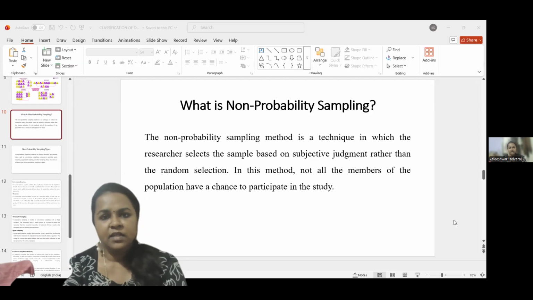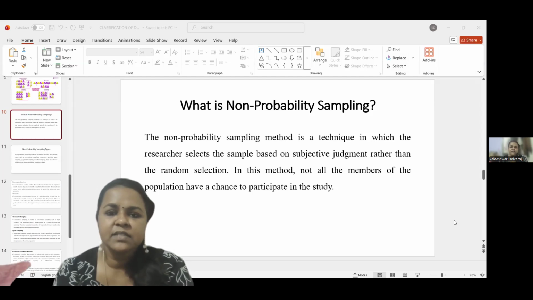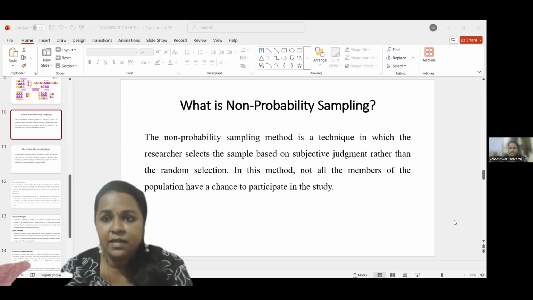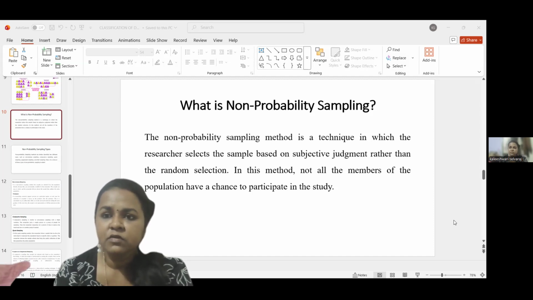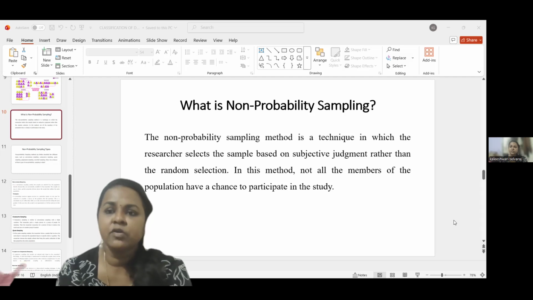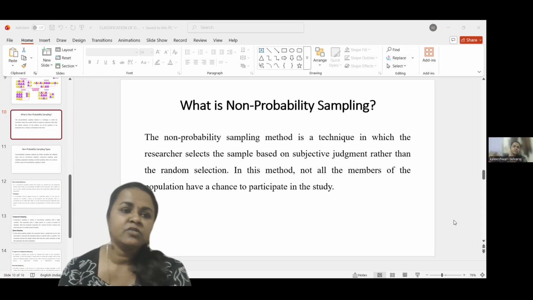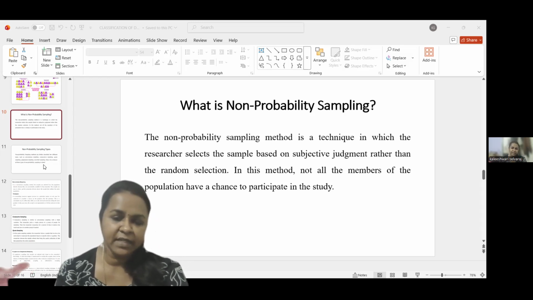Then comes the concept of non-probability sampling. This is another method where the sample is based on subjective judgments rather than random sample selection. This type of technique is followed when your sample size is not known, or the definite population size is not known by the researcher. So then we go with non-probability sampling.